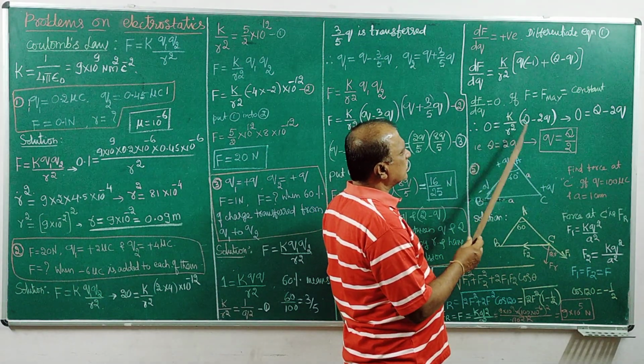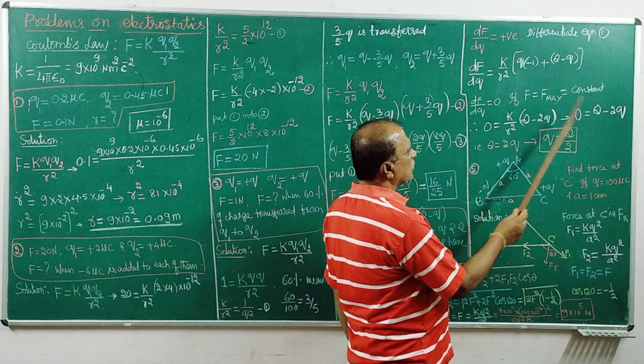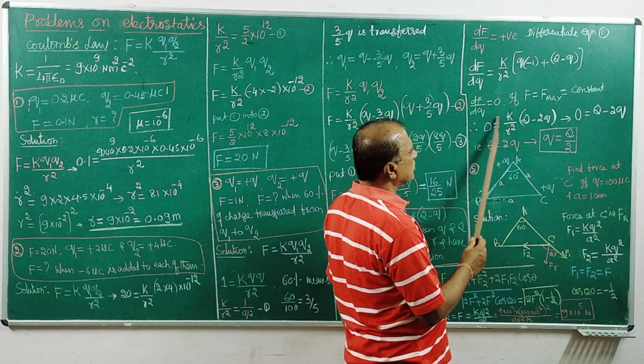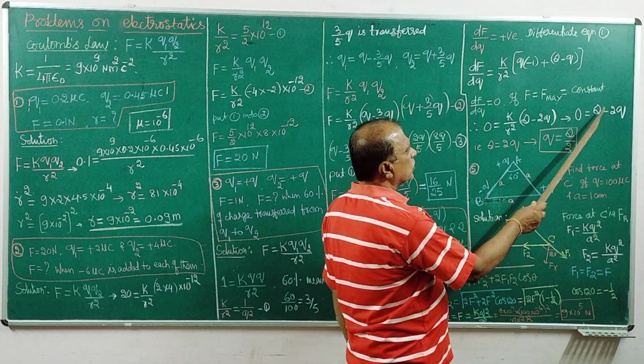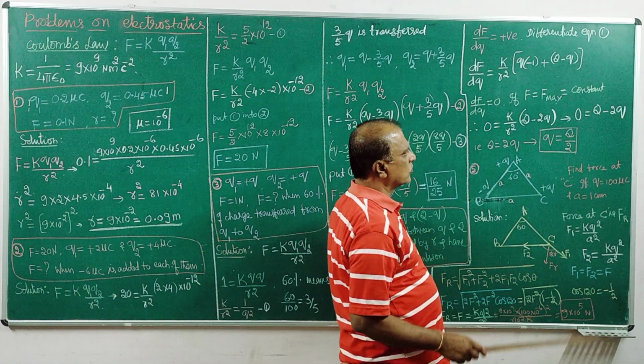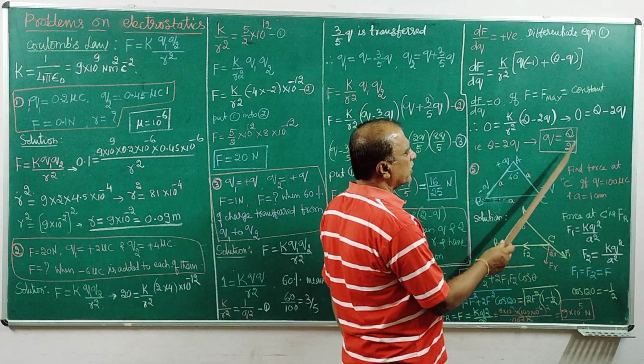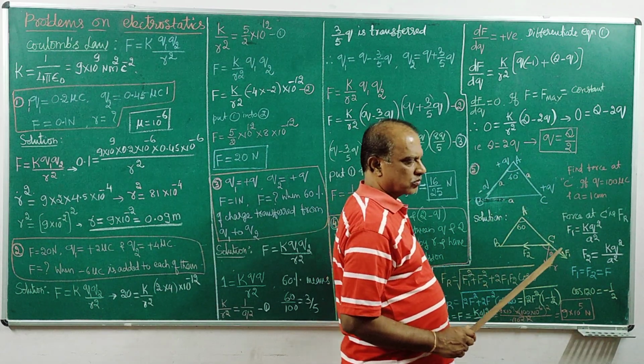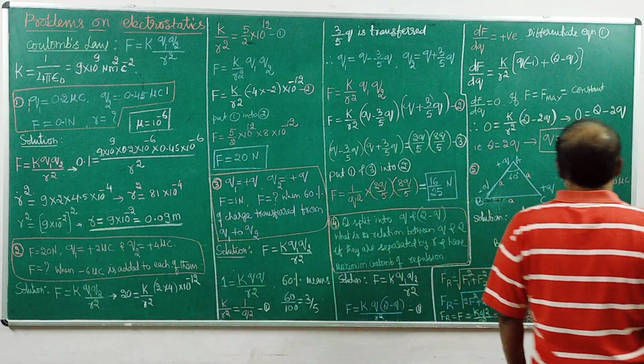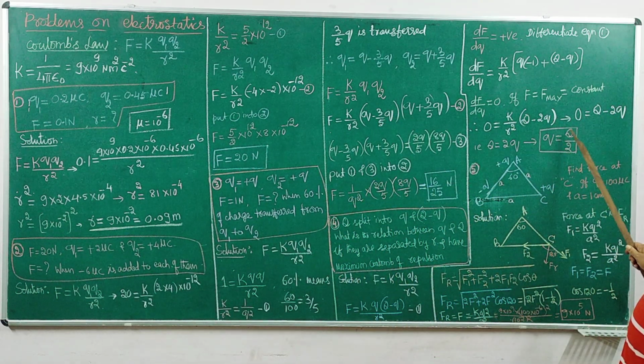Rewrite this: if you take this to the left hand side, 0 is equal to Q minus something. So that is Q is equal to PQ, or Q is equal to Q by 2. That is the relationship between this charge and this charge.